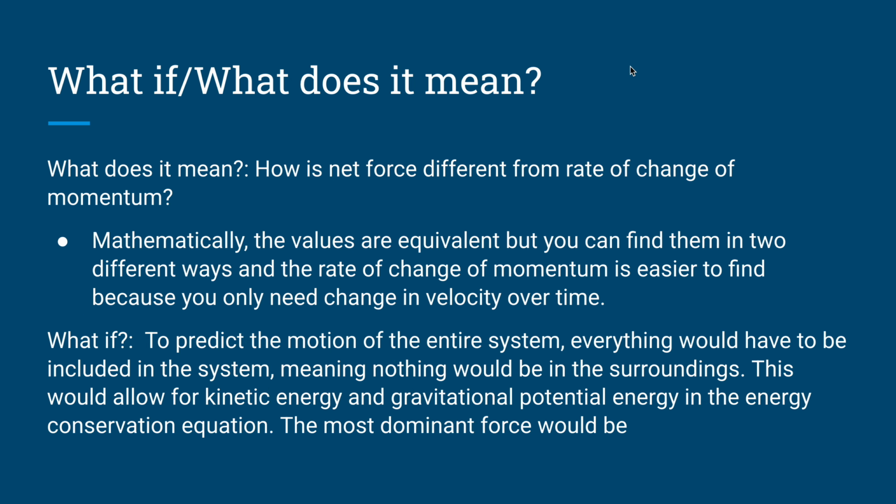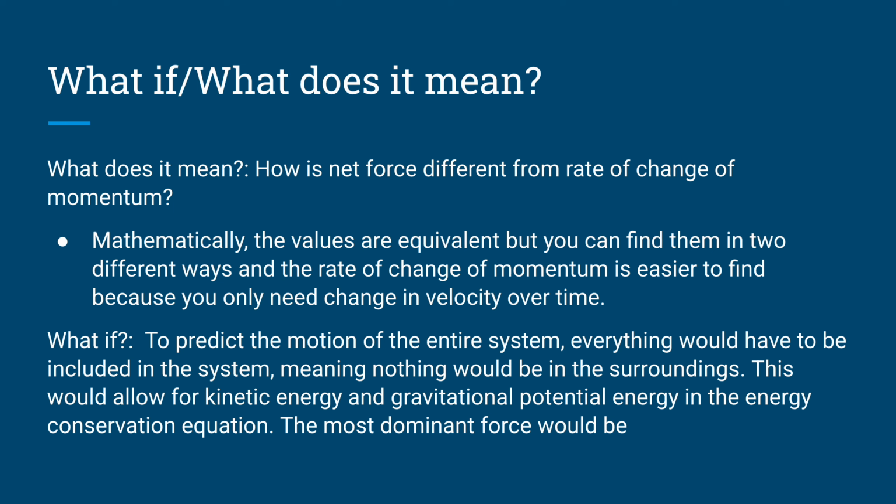And then what does it mean? How is the net force different from the rate of change of momentum? Mathematically, they're the same, but you can find them in two different ways. The rate of change of momentum is easier to find because you only need change in velocity over time, whereas with the net force, you need all of the forces acting on the system, which can sometimes be a little difficult to find.